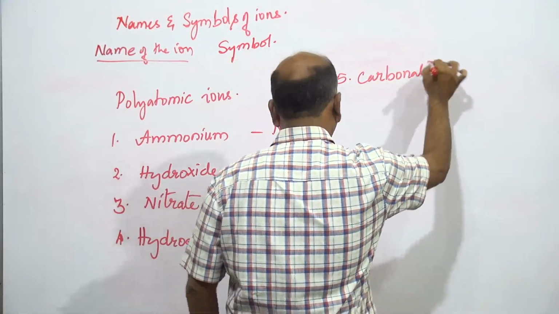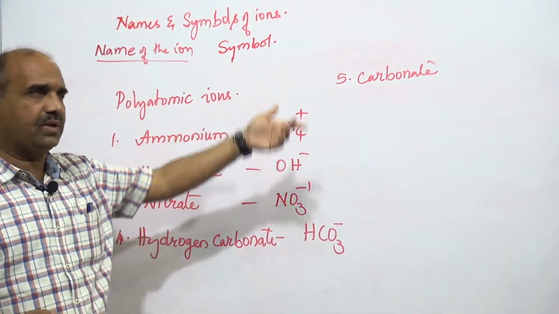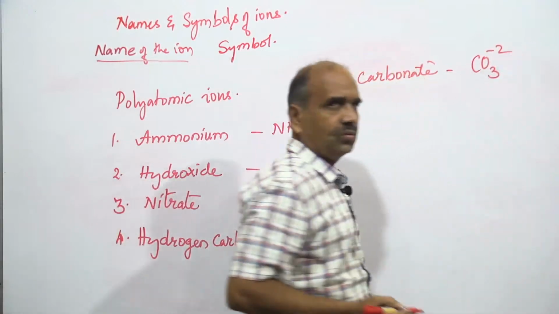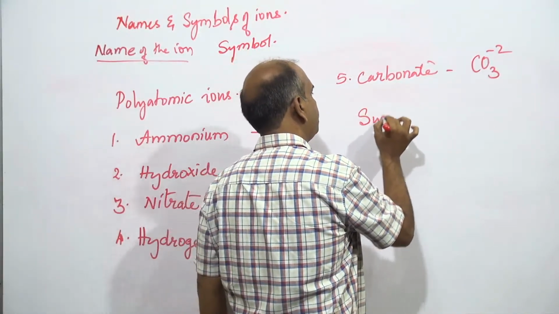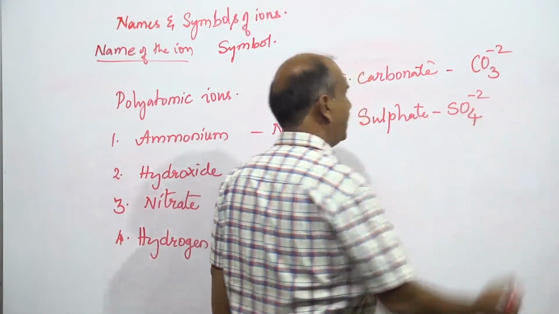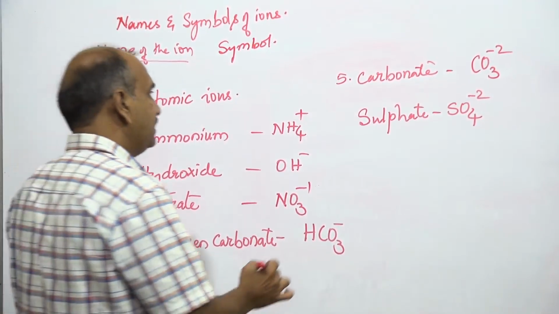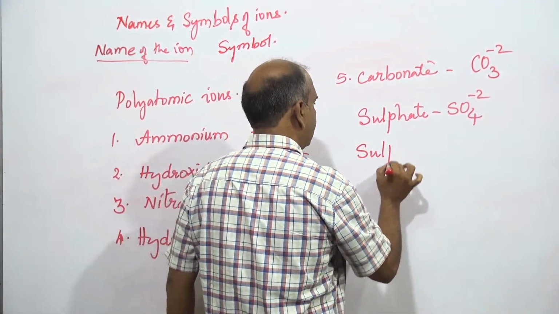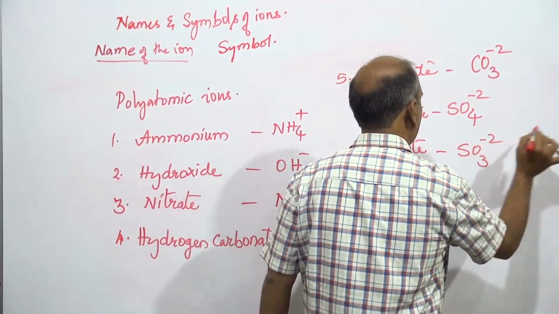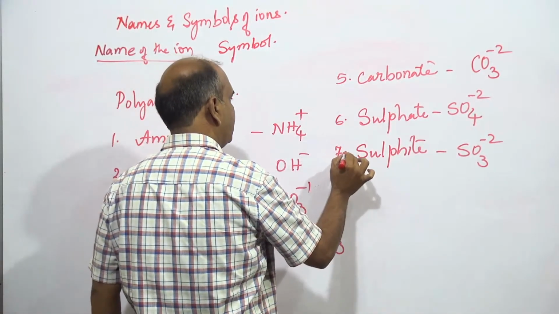Then carbonate ion you take. So here what has happened? All are -1 or +1. There can be -2 or +2 also. So carbonate ion, when we say CO3 -2. Then we have sulfate. Sulfate is SO4 -2. Then there is sulfite also. Sulfite, SO3 -2. So this was 6, this was 7, now the 8.